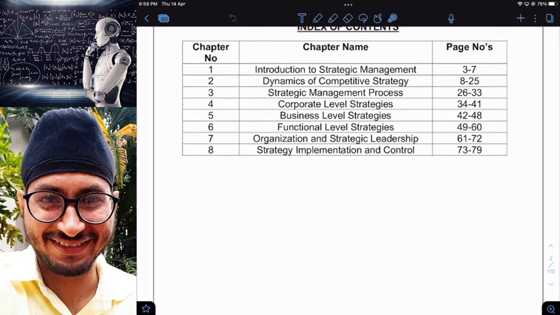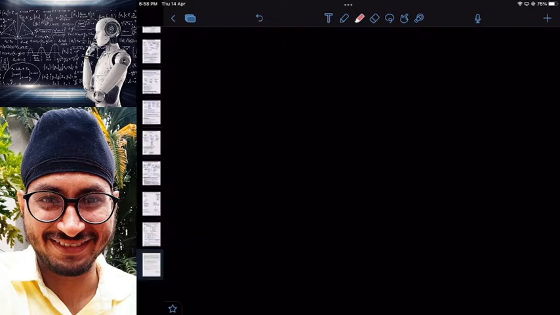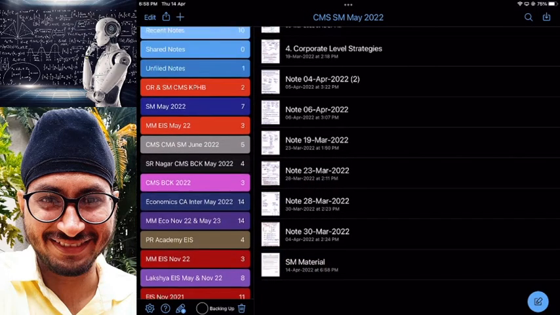Now, let us start. Here is one big material. It should be somewhere around 110 pages. If it is there, then I think amendments will be there. Let us start with chapter number 1, Introduction to Strategic Management. Clear? Chapter number 1, Introduction to Strategic Management.